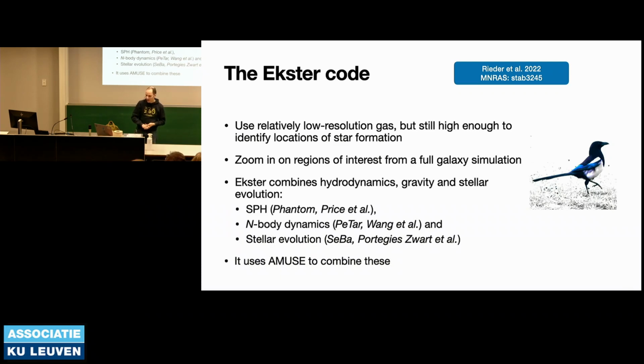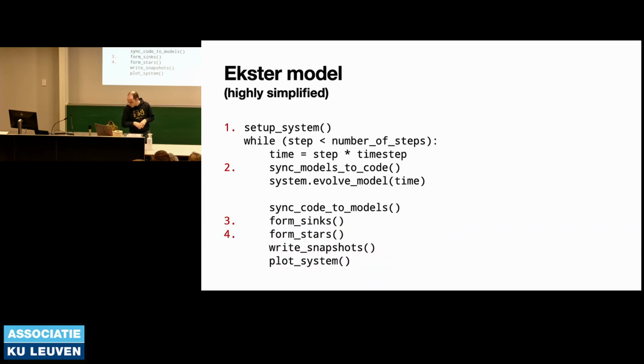What we do with this code is that we first take initial conditions from a galaxy simulation that's already been done. We zoom in on those, so we increase the resolution, and then simulate that region with SPH, n-body, star formation, and stellar evolution. And we wrote that with AMUSE. A very highly simplified version of Ekster is like this. First we set up the system, creating the initial conditions, and then we evolve this until we reach the end of our simulation, or until we don't care anymore.